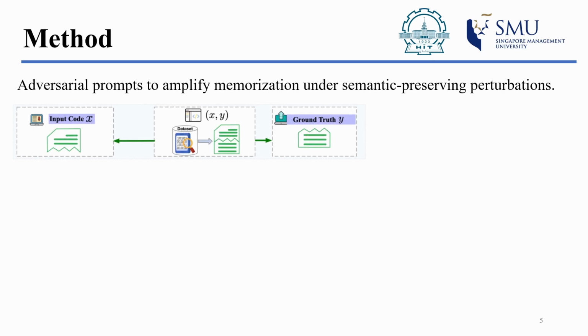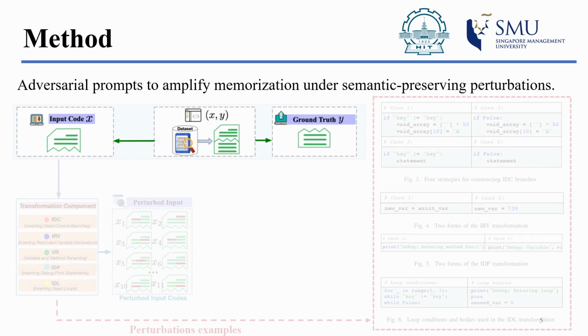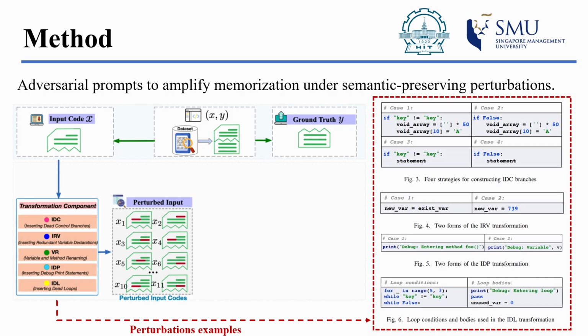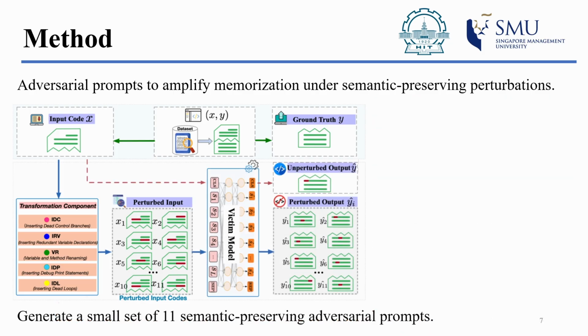In our method, at first, we query the victim models with the original prefix and record the original output and the ground truth. Next, we design 5 code perturbations that preserve functional behavior but alter surface form. Then, we generate 11 semantic-preserving variant prefixes and query the model for each to obtain the perturbed output.